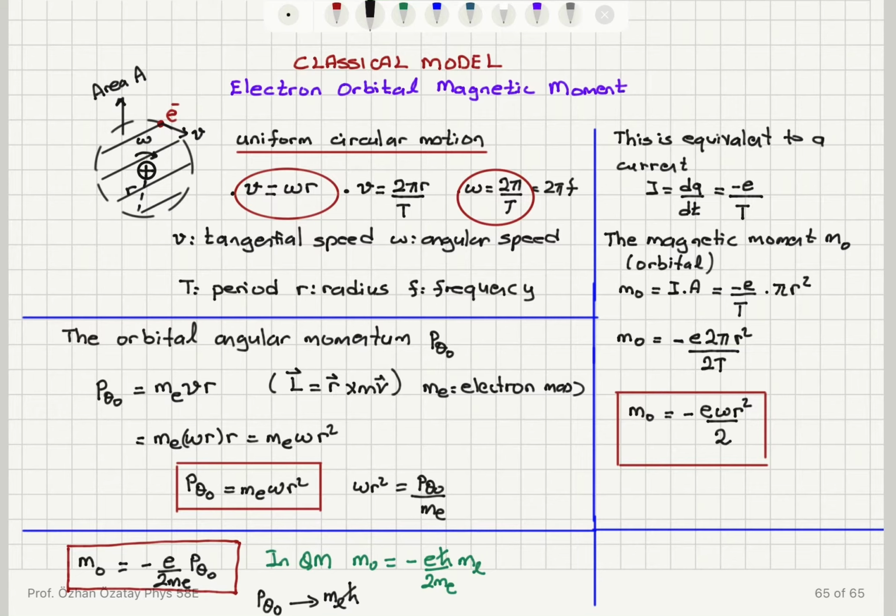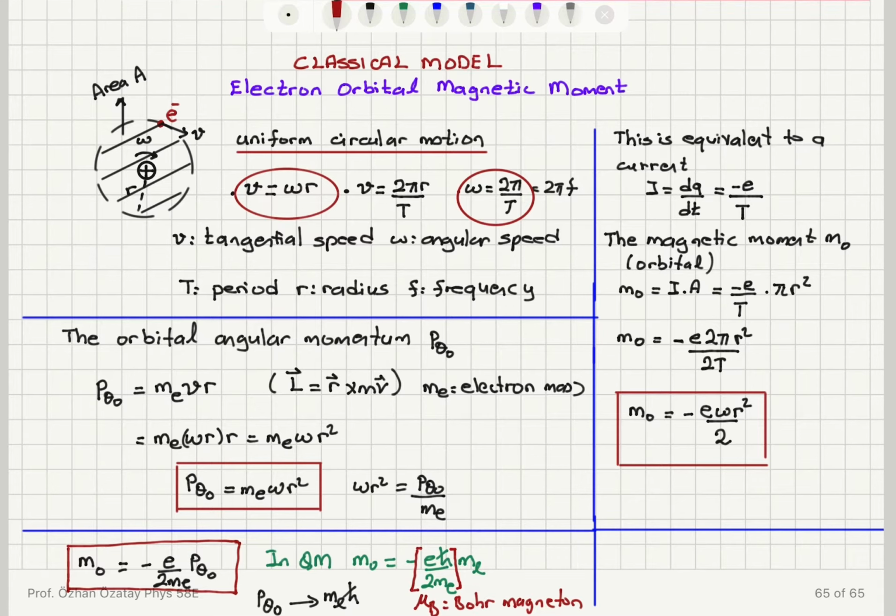And what we see here in this parentheses, e h bar over 2me, that is called mu b, the Bohr magneton. So we can basically conclude that the contribution from the orbital motion of the electron is a Bohr magneton multiplied with the orbital angular momentum quantum number m sub L.